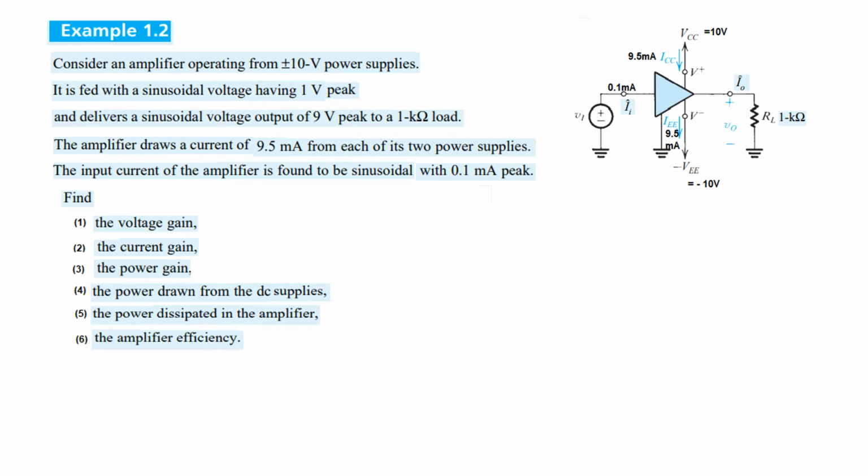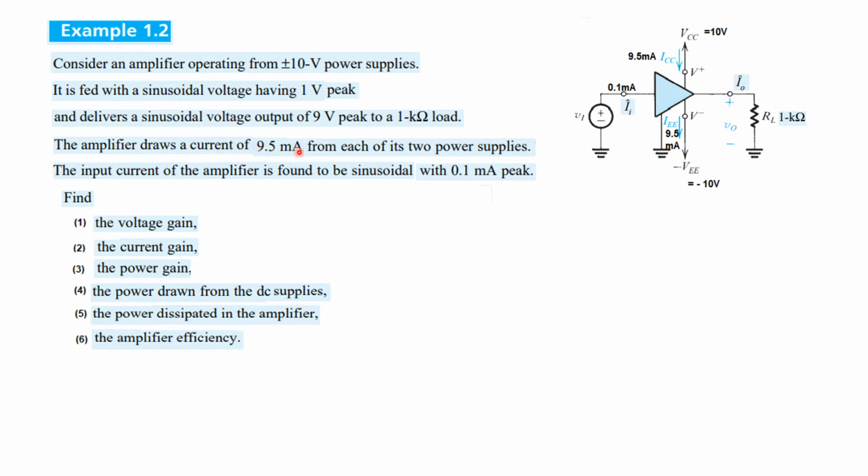Now let's do example 1.2. We have to understand the question first. Consider an amplifier operating from plus minus 10 volt power supply. So this is the amplifier circuit. We have a plus 10 power supply and a minus 10 power supply. It is fed with a sinusoidal voltage having 1 volt peak. So the signal fed from here has 1 volt peak. So this is V input. And it delivers a sinusoidal voltage output of 9 volt peak to a 1 kilo ohm load. So this is a 1 kilo ohm load, and the voltage here, V out, is 9 volt peak.